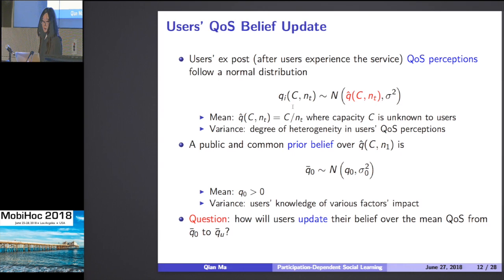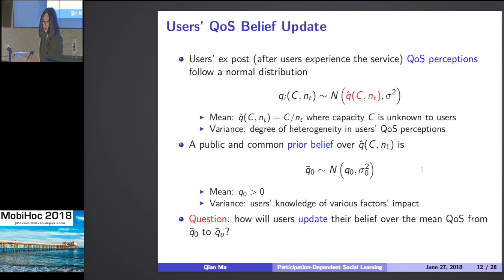Q_i is the QoS experienced by user i, and it follows a normal distribution. The mean is Q hat, which is modeled as capacity C divided by the number of users N_p. Here capacity C is unknown to users, so the mean QoS Q hat is unknown to users. And the variance sigma squared reflects the degree of heterogeneity in users' QoS perceptions. So the mean Q hat is the objective of our learning process.